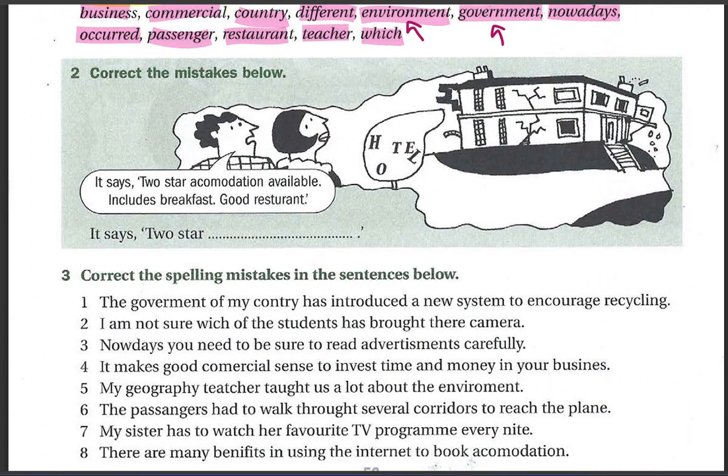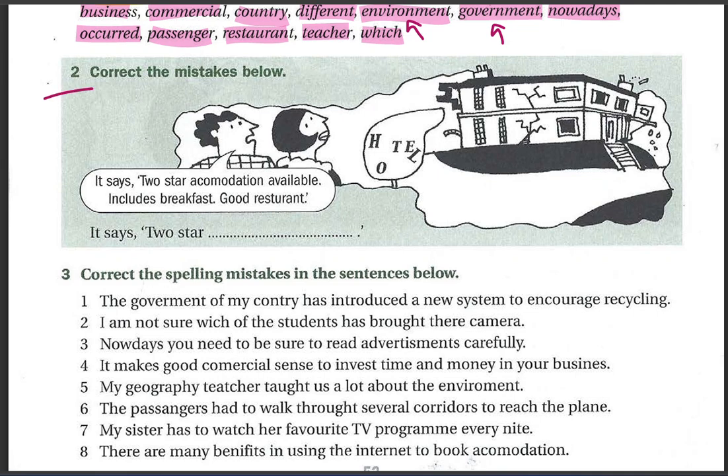Now let's do the exercises 2. Correct the mistakes below. Let's read it together. It says 2-star accommodation available. Includes breakfast, good, restaurant. So what do you think? Which spellings are wrong? Very good. The spelling of accommodation and restaurant is not correct here. Can you tell me what's wrong with these two? Please comment the correct spelling of these two for me.